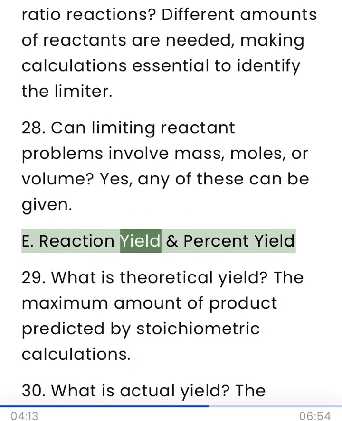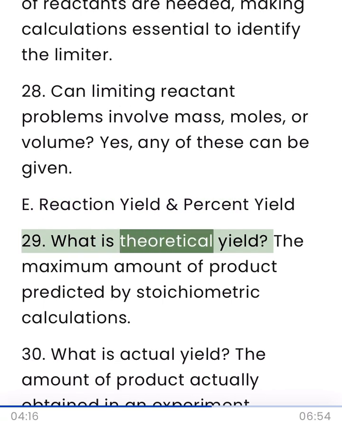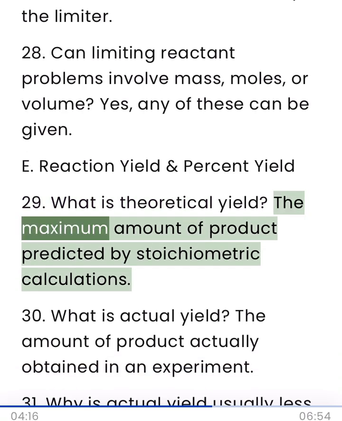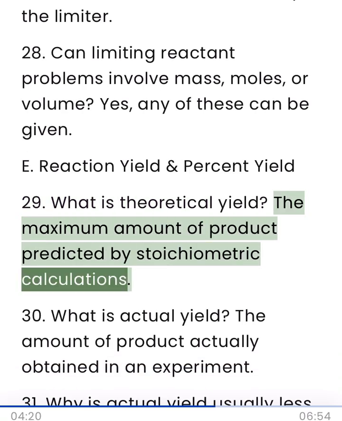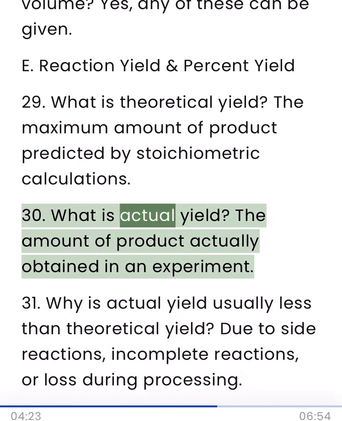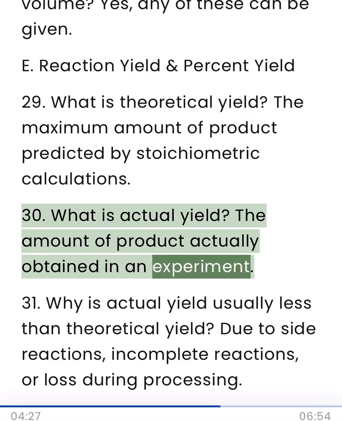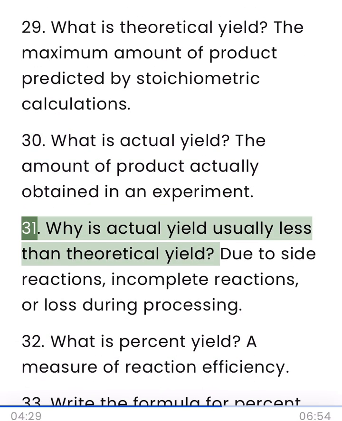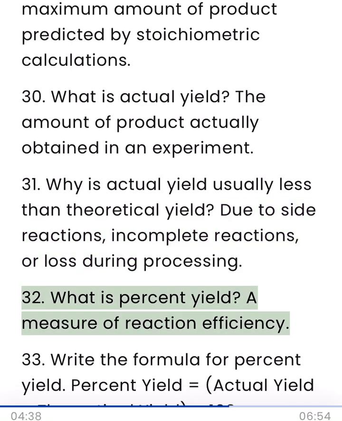E. Reaction yield and percent yield. 29. What is theoretical yield? The maximum amount of product predicted by stoichiometric calculations. 30. What is actual yield? The amount of product actually obtained in an experiment. 31. Why is actual yield usually less than theoretical yield? Due to side reactions, incomplete reactions, or loss during processing.